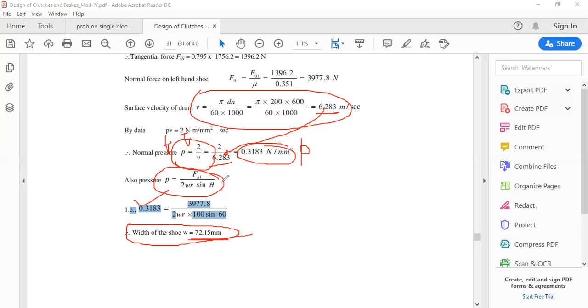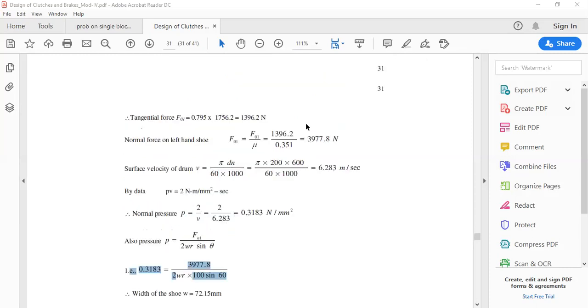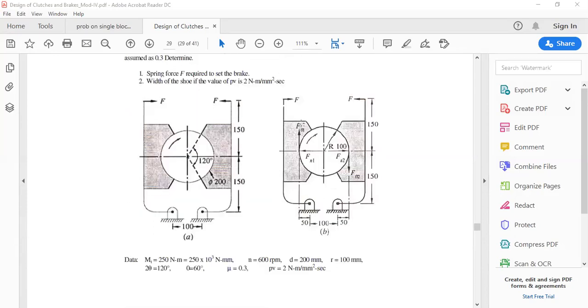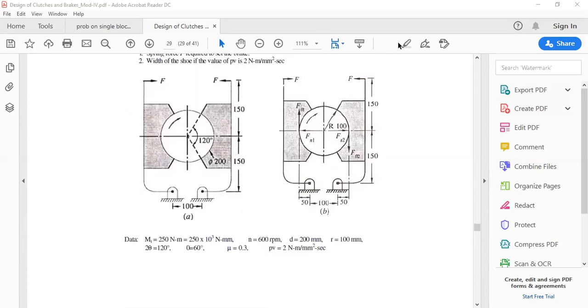So this is the thing related to the double block shoe brake. The only change is that you have to split the given problem into two cases. One is case one, where we have to consider the left side only, left side only.